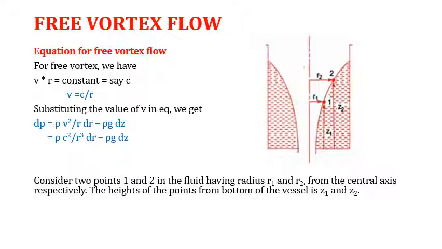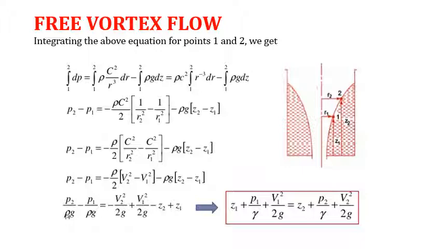Now integrating the equation for points 1 and 2. So integral dP is P2 minus P1, and integral rho C square over R cube dr. Take rho C square outside, and then taking the integral, it is integral r to the power minus 3 dr. So it is minus 1 over 2, and then applying the limits, in brackets it is 1 over r2 square minus 1 over r1 square, then minus integral rho g dz. Take rho g outside of the integral, so integral dz is z, applying the limits, so z2 minus z1.